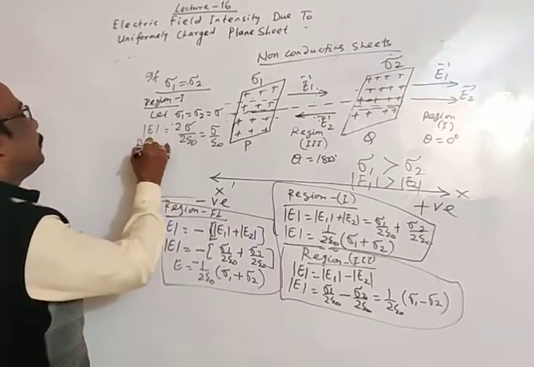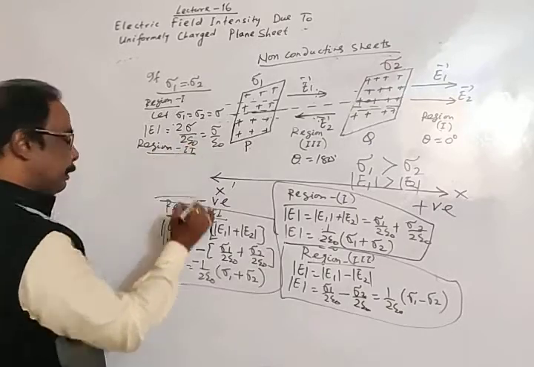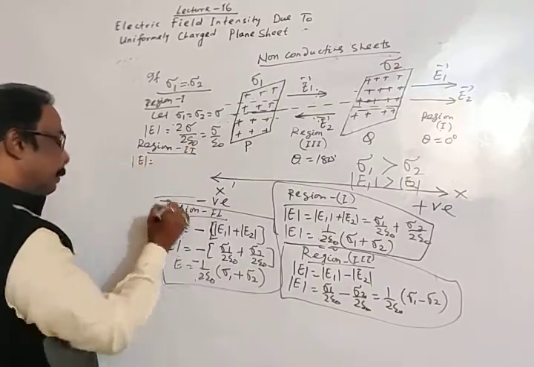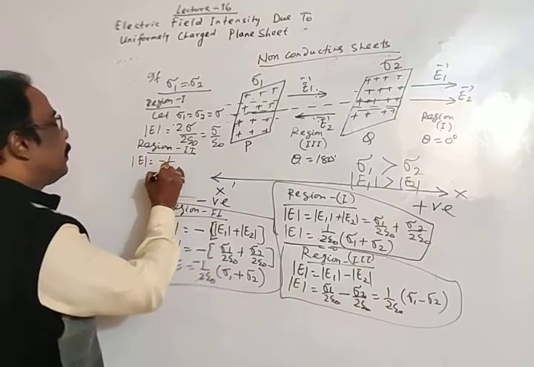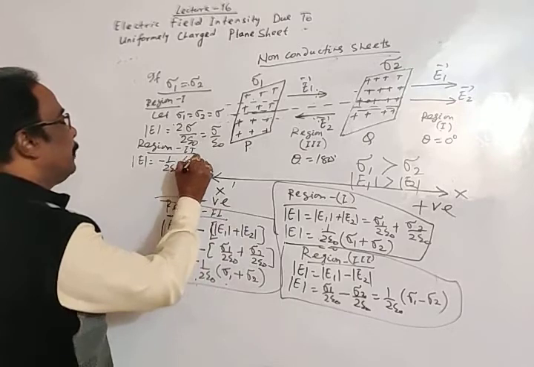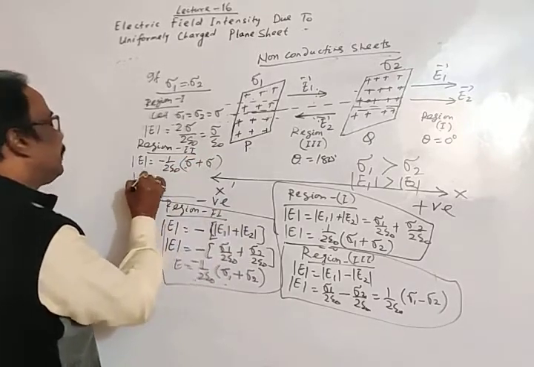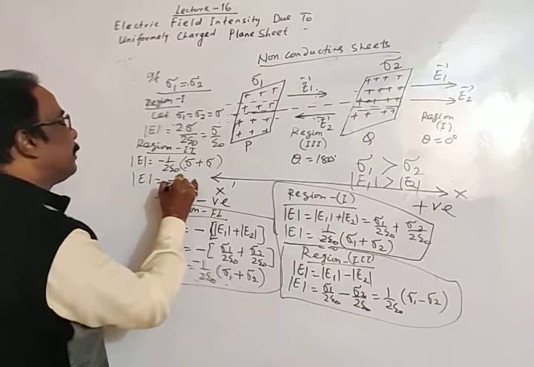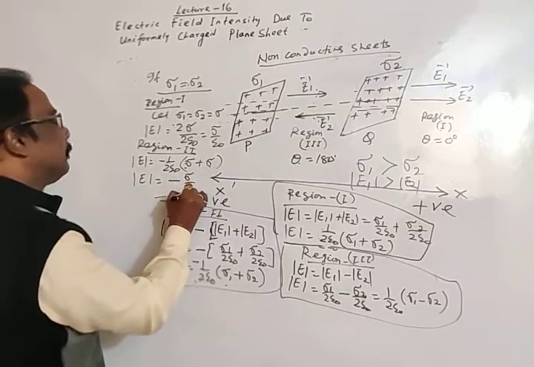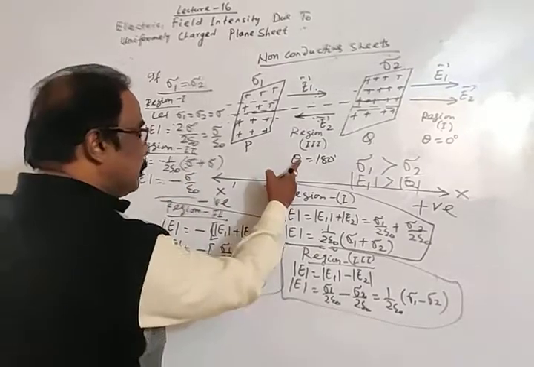For region 2, the magnitude of the resulting field intensity is minus 1 by 2 epsilon naught times sigma 1 plus sigma 2, meaning sigma plus sigma, this is 2 sigma. Then the magnitude of the resultant field intensity is minus 2 sigma divided by 2 epsilon naught, meaning minus sigma divided by epsilon naught.